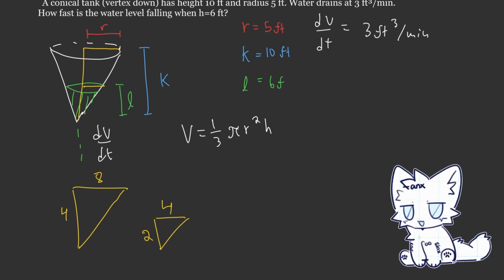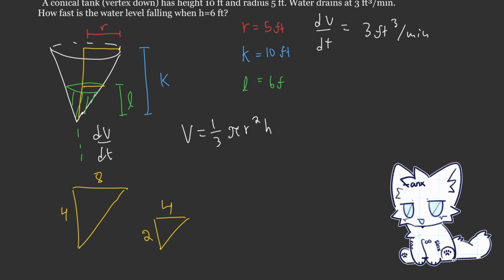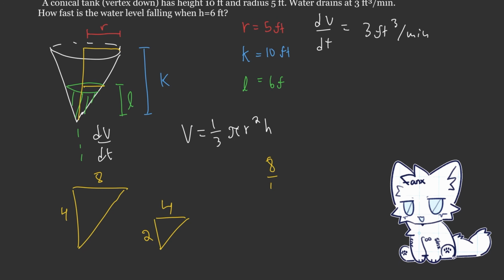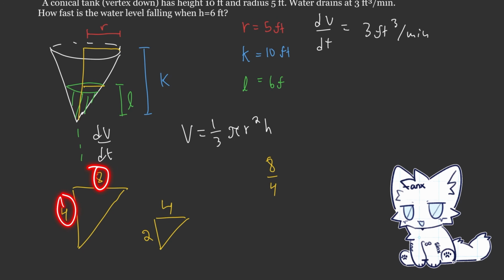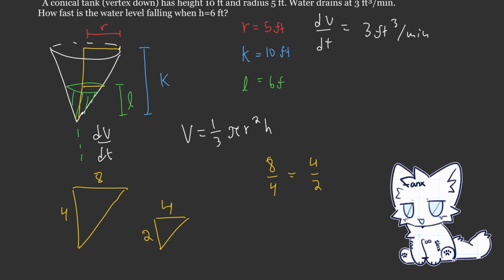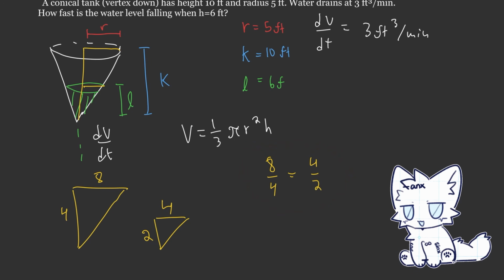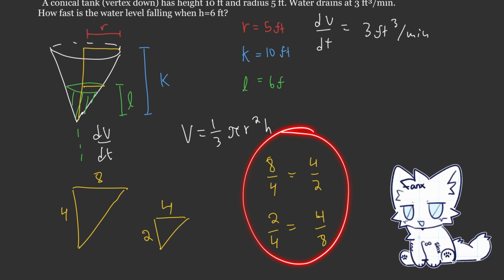If we take the ratio, radius to height, because they depend on each other, we can take the ratio 8 over 4, which would be the radius over height, is equal to the ratio of the radius over height here. This is equivalent, and also the other way around works. Let's say you want to take the ratio of the height to radius instead. That would be 2 over 4, height to radius, and 4 over 8, and these are equivalent.